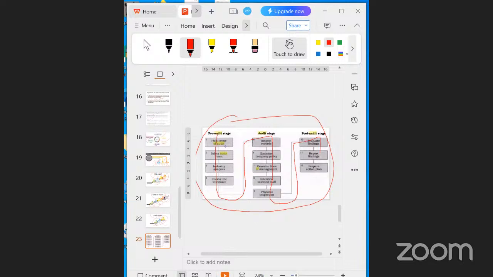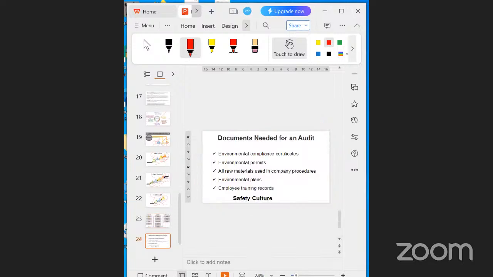And now, what are the documents needed for this auditing? Conducting an audit requires all the documents needed to create a comprehensive report. Companies generally need maps and floor plans of their facility to figure out where to perform the audit and how to do it.